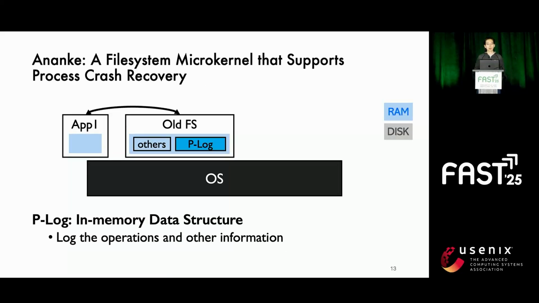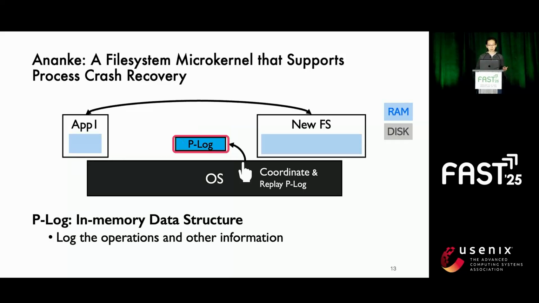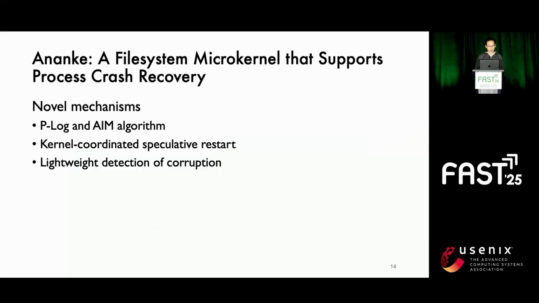In this work, we built Ananke, a file system microkernel that supports process crash recovery. Central to Ananke is the plog, a data structure designed for process crash recovery. Plog is the in-memory log added into the file system process. It records the operations and other information. When the file system crashes, the OS coordinates the control transfer, notifies a new file system process, and then the plog is used to recover the state gap.